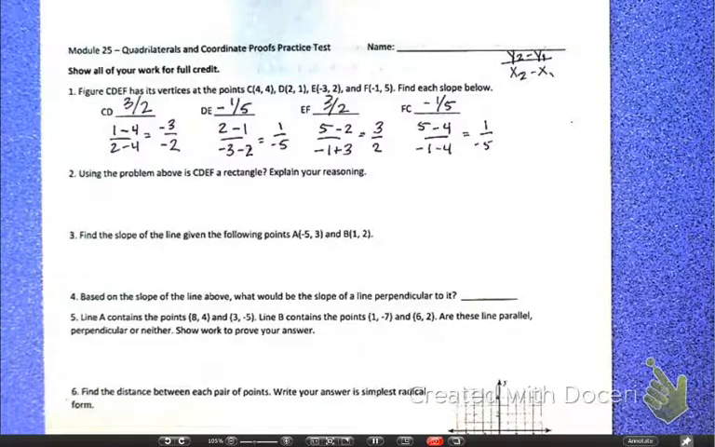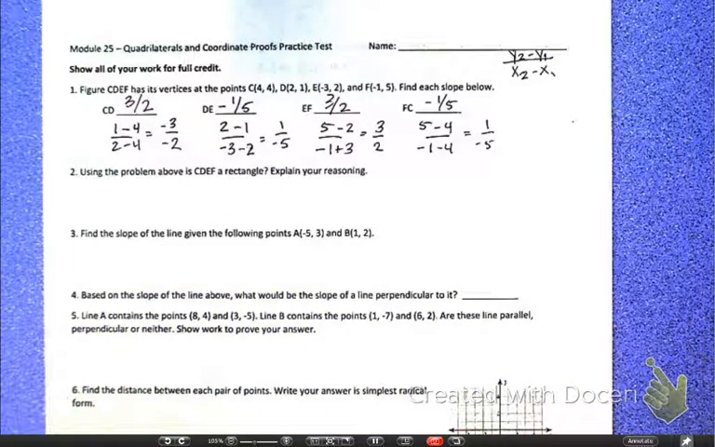Okay, so using the problem above, is CDEF a rectangle? Explain your reasoning. So before we do that, what are two things we have to show to prove that something's a rectangle? What's the first thing? Opposite sides are parallel, and the sides have to be perpendicular.